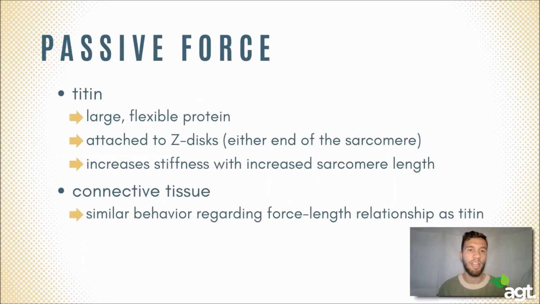Apart from the active force-length relationship, there's a passive force that we need to consider, and it's made up of titin on the one end. We talked about titin in the previous chapter. It's a large flexible protein attached to the Z discs at either end of the sarcomere. Now, the titin increases its stiffness when the length of the sarcomere increases. So you can kind of compare it to a rubber band. When you pull on the rubber band, the stiffness increases with an increased sarcomere length, or an increased rubber band length. Now, the connective tissue has similar behavior regarding the force-length relationship, just like the titin.